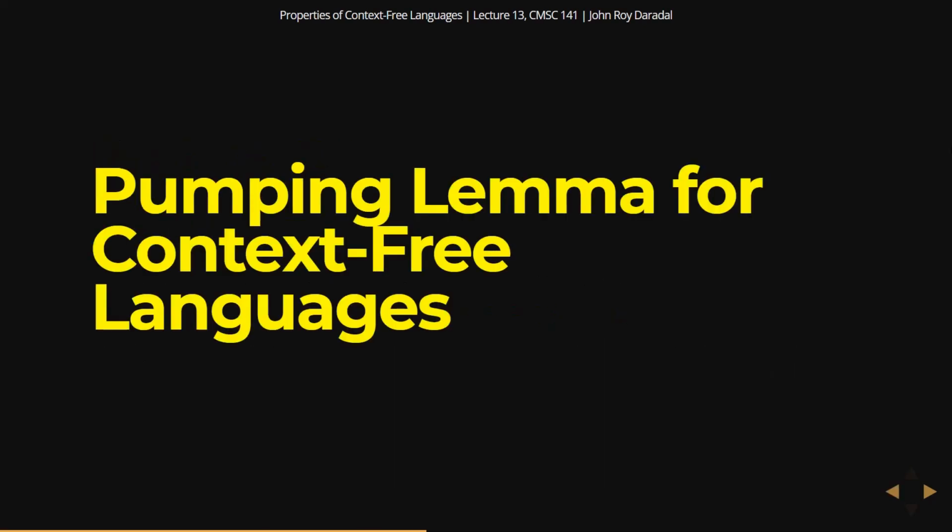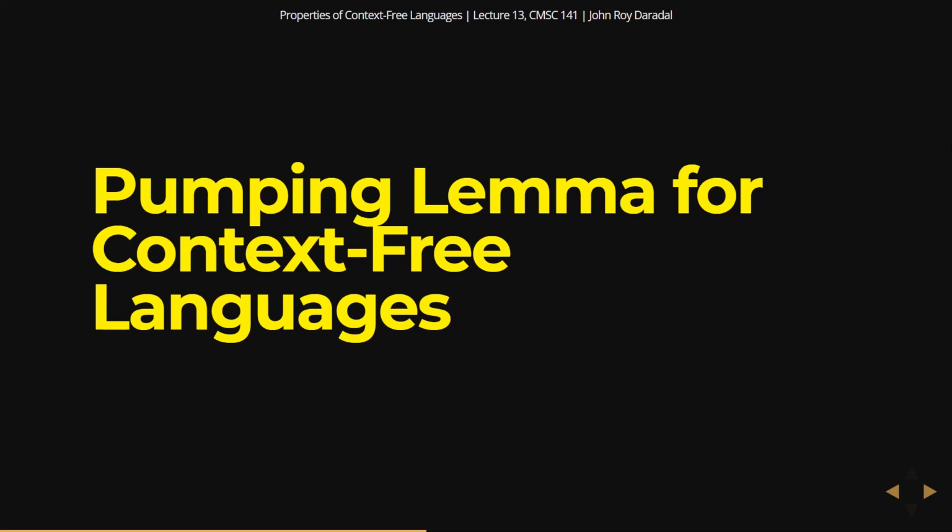Now, we are ready to go to the last part of the properties of context-free languages, which is the pumping lemma for context-free languages. So, it's the pumping lemma again. If you had trouble understanding the pumping lemma for regular languages, well, it's back. So, you have to dig deep, I guess, or really try hard to understand this one. But it's really intuitive if you have already understood the first pumping lemma, which was for regular languages.